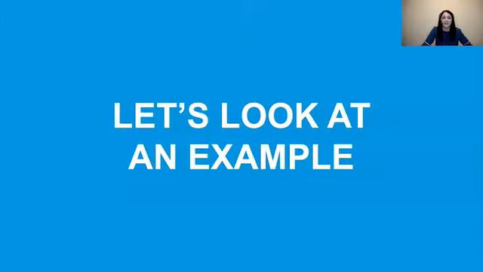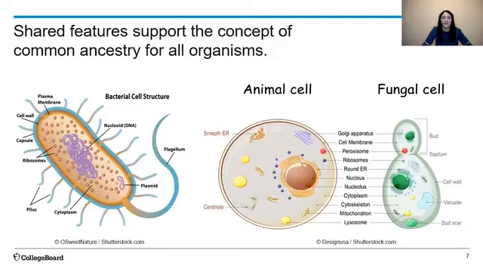So let's look at an example. Here you see three images, one of a bacterial cell, an animal cell, and a fungal cell. And if you compare the three images, you should notice that all three of them contain ribosomes. And so that shared feature of containing ribosomes and using them to build proteins supports the concept of common ancestry for all organisms.